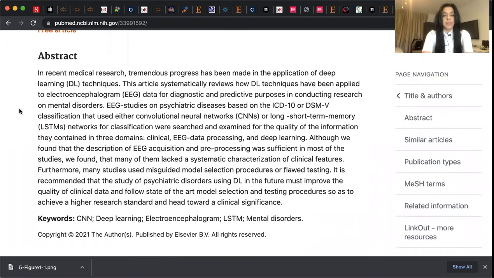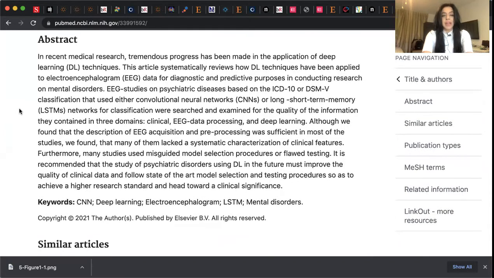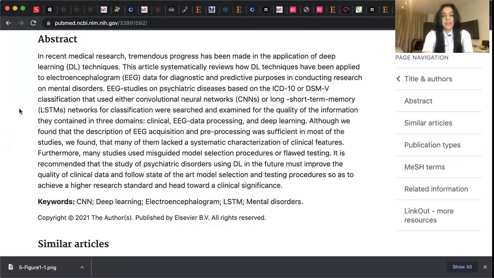In recent medical research, tremendous progress has been made in the application of deep learning techniques. This article systematically reviews how deep learning techniques have been applied to EEG data for diagnostics and predictive purposes in conducting research on mental disorder. EEG studies in psychiatric diseases based on the ICD-10 or DSM-5 classification that use either convolutional neural networks or long short-term memory networks for classification were researched and examined for the quality of the information they contained in three domains: clinical, EEG data processing, and deep learning.